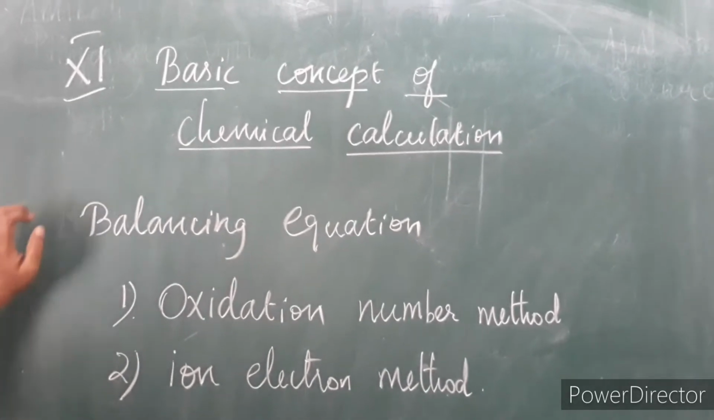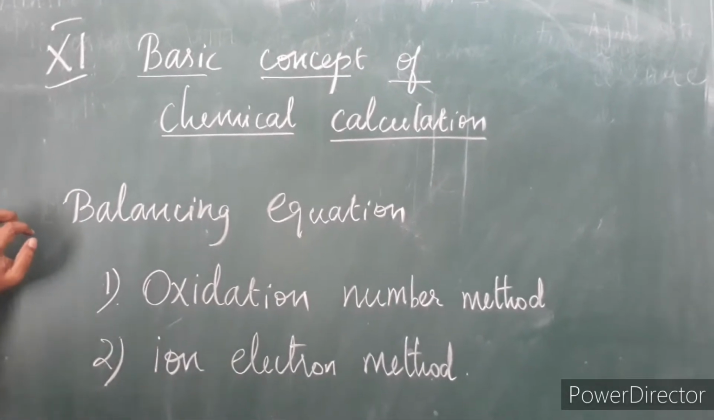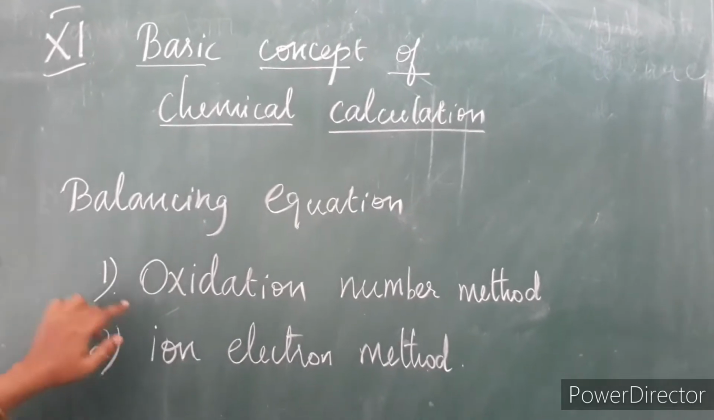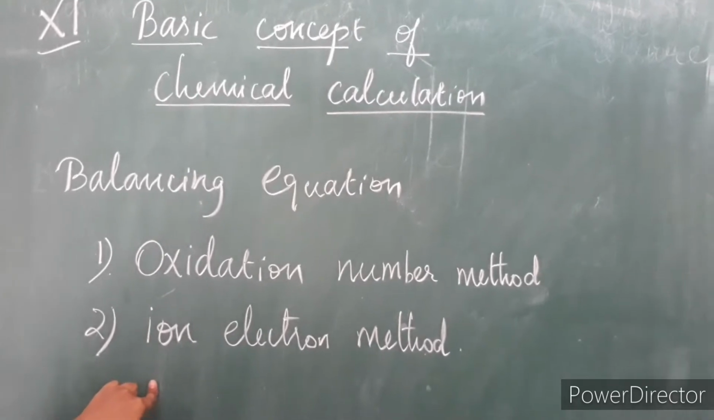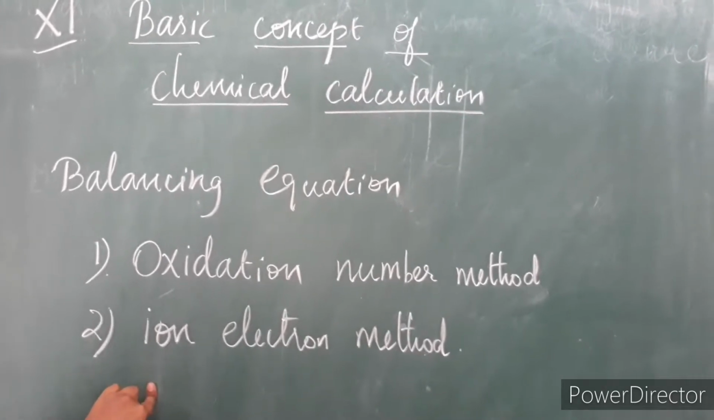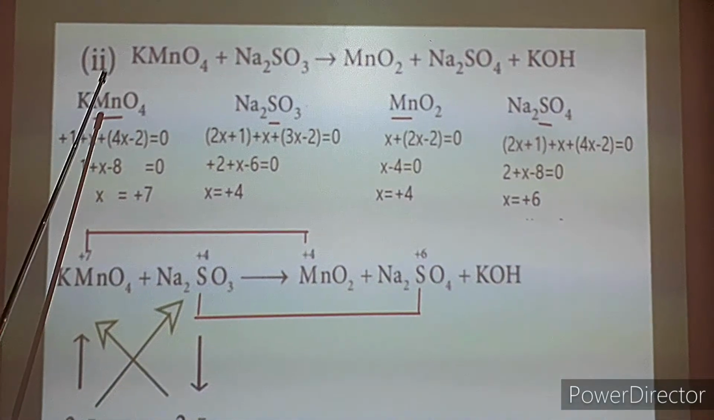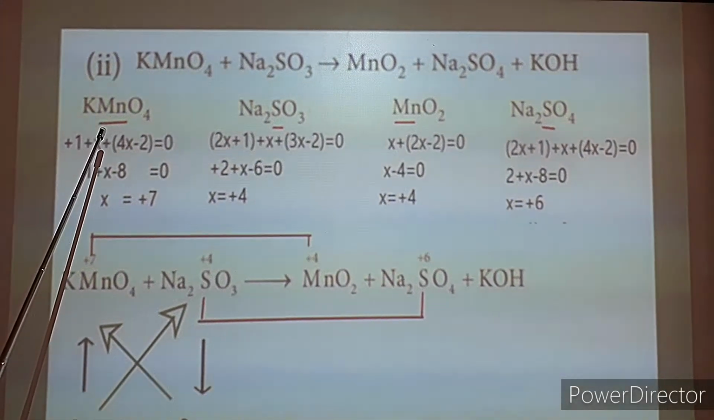Basic concept of chemical calculation. We are going to see the balancing equation under the oxidation number method and the ion electron method, which is given in our book back. In this problem, first of all, we are finding the manganese oxidation number.